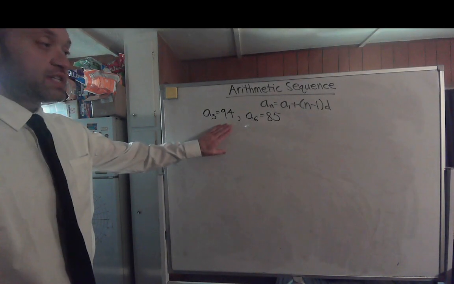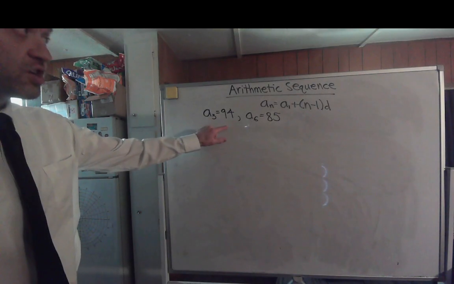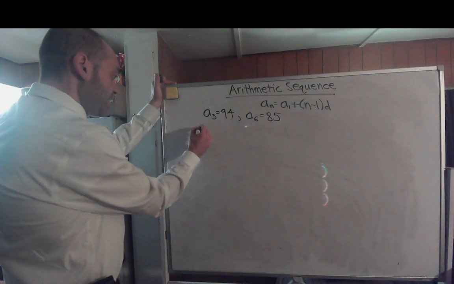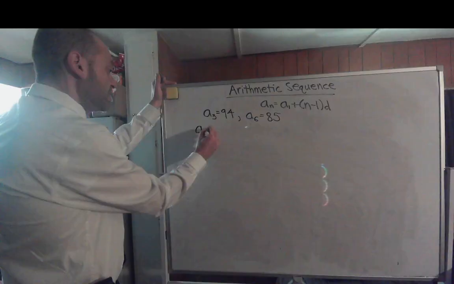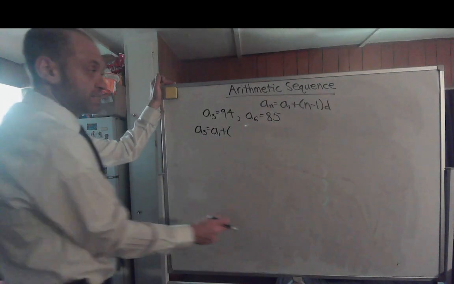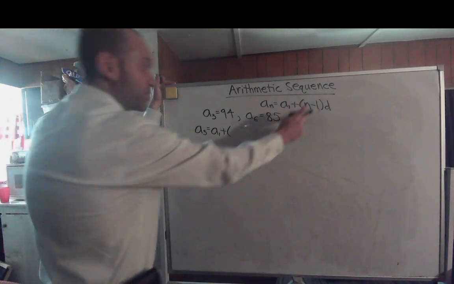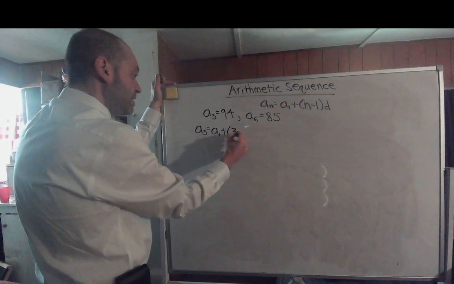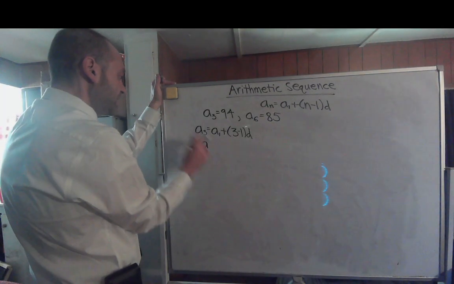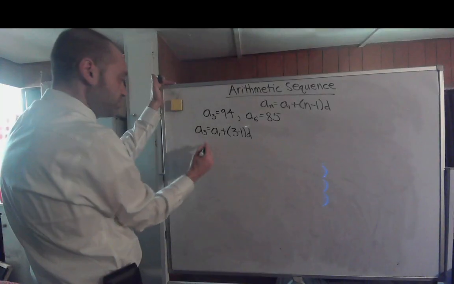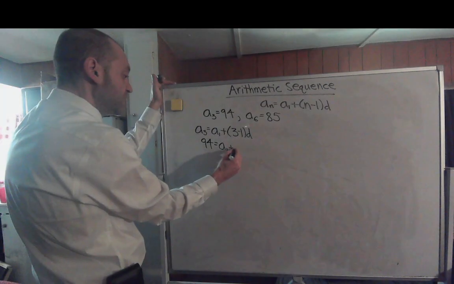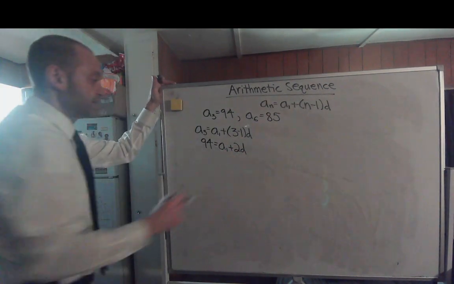Let's take each of these terms and write out the formula separately for them. So a sub 3 is going to equal my a sub 1, which we don't know yet, plus, since we're dealing with a third term, we'll put in 3 for that n, so that would be 3 minus 1 times d, which means that a sub 3 in this case, 94, equals a sub 1 plus 2d once we simplify this.